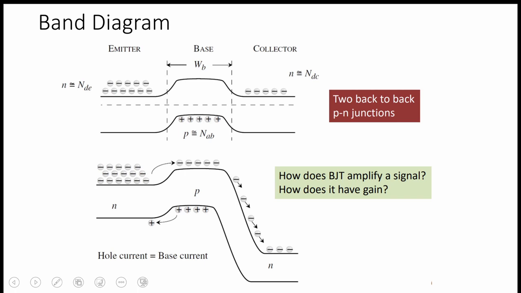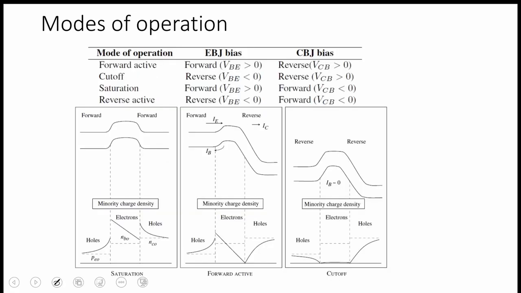Now this is the band diagram that I have already made in the previous slide. So there are electrons. This is the base region. One more thing, these are the modes of operation. So we are making it active. Active means we want some gain in the transistor.